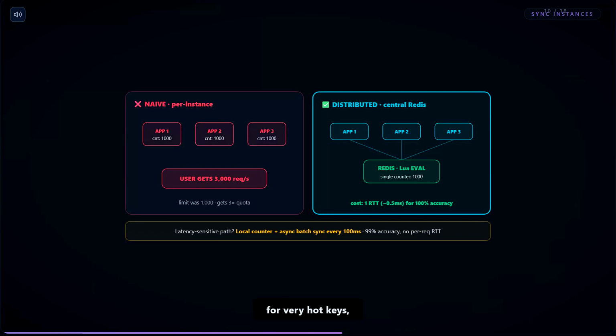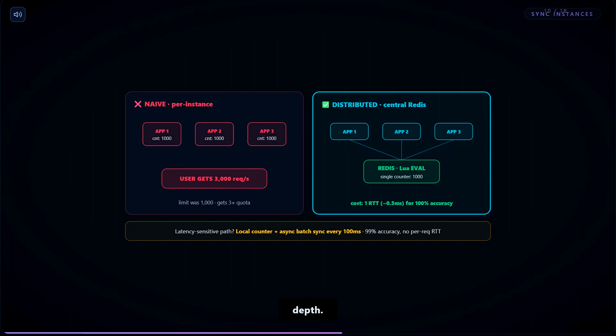2. For very hot keys, use Redis cluster sharding so the load spreads across nodes. 3. For extreme scale, use a sliding window counter with eventual reconciliation. Each app server batches local counts and flushes them to a central store every 100 milliseconds. Slightly less precise, but handles 1 million requests per second per node. Almost every interview wants option 1. Mention options 2 and 3 to show depth.